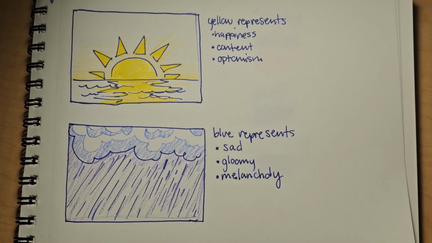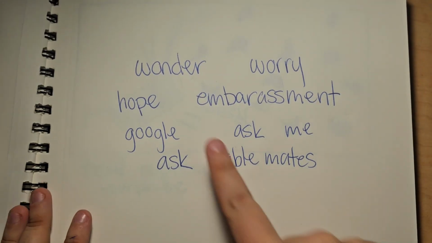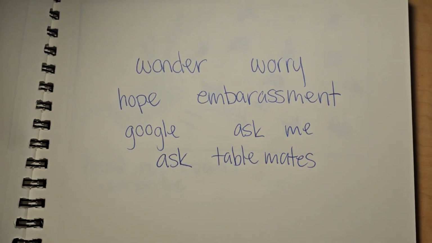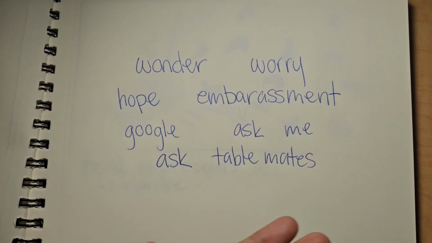And if you are having some trouble figuring out what certain complex emotions might be, some examples could be wonder or worry or hope or embarrassment. And if you can't figure anything out on your own, you are welcome to ask Google, ask some of your table mates, or come up and ask me to see if I have any ideas or any way that I can help you.